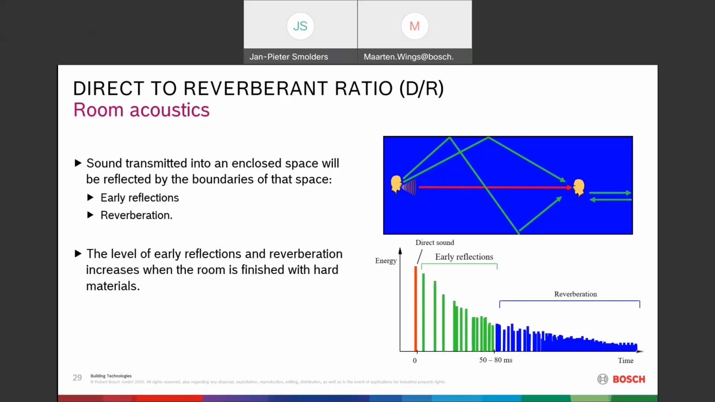Now the level of early reflections and reverberation increases when the room is finished with hard materials. Like I already explained, with materials like glass or marble, you will have a lot of energy coming back from those walls. You can see that here on the right side, the early reflections, the green bars you see there, still have quite some energy in them. So they will also influence the level of sound that is reaching the person listening.